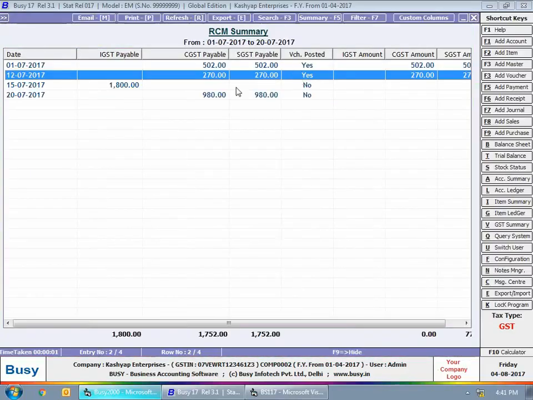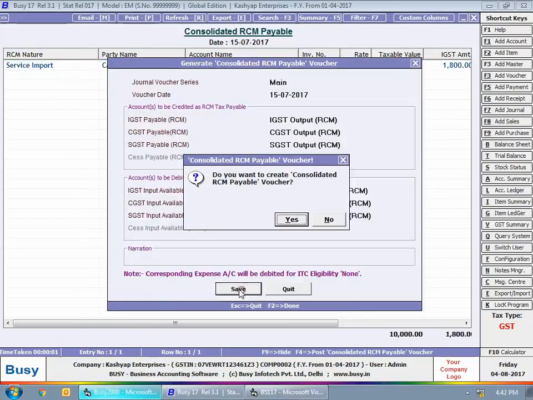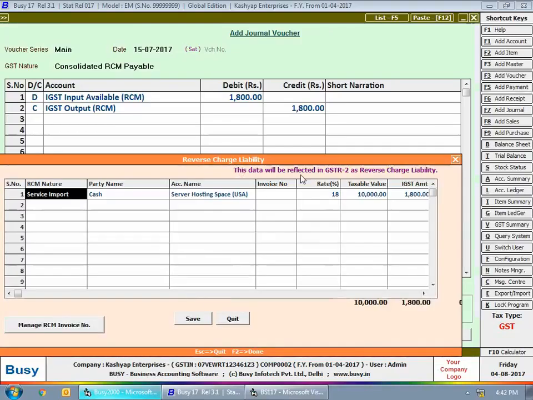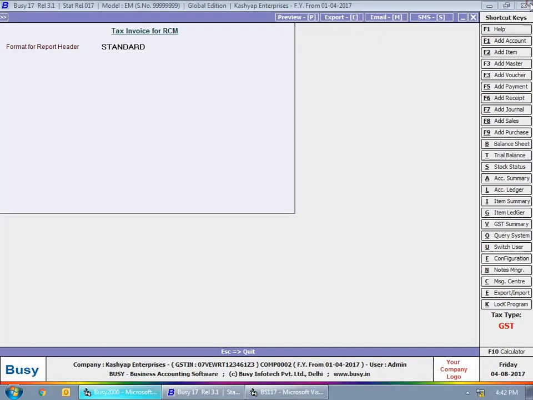Next is the case of service import. You can post a journal voucher for this also. Click the save button to post a journal voucher. In the journal voucher, on clicking the save button, a reverse charge liability window will appear which shows the data, and this data will be reflected in GSTR2. You can also view the tax invoice for RCM.